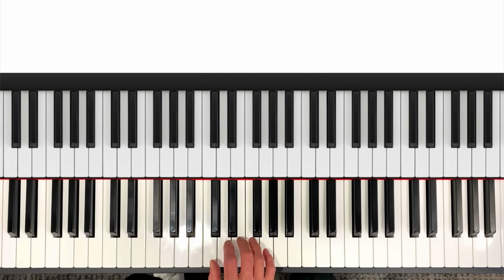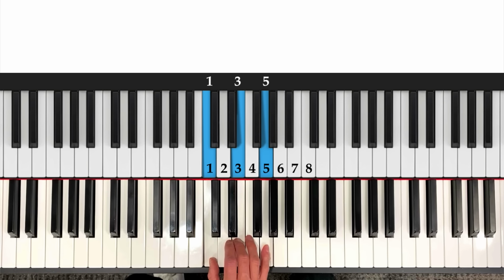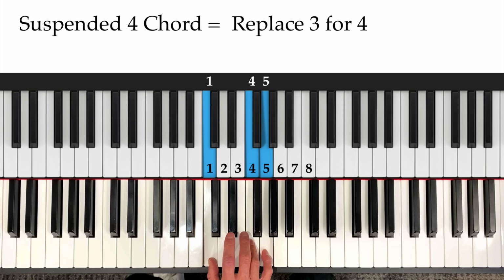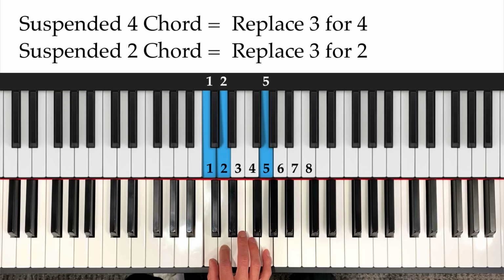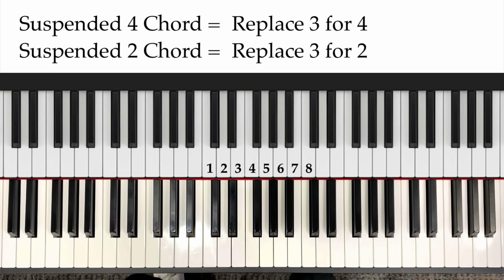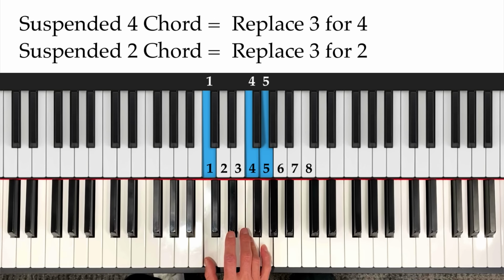Here's our C major chord. The scale degrees are 1, 3, 5. Now we can replace that 3 and play a 4 instead. This is called a C suspended 4 chord. We can also replace that 3 with a 2 instead. This is called a C suspended 2 chord. Both of these chords feel like you're suspended in air and you want to hit the ground. There's a sense of needing to resolve. This wants to come down to here. And this here wants to come up to here.